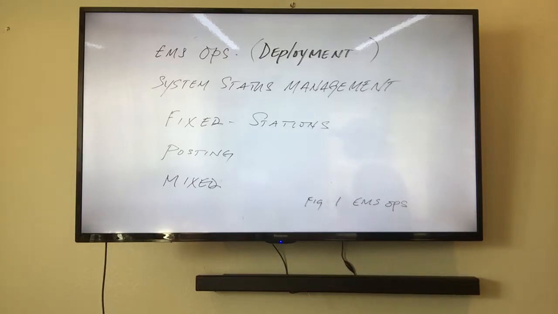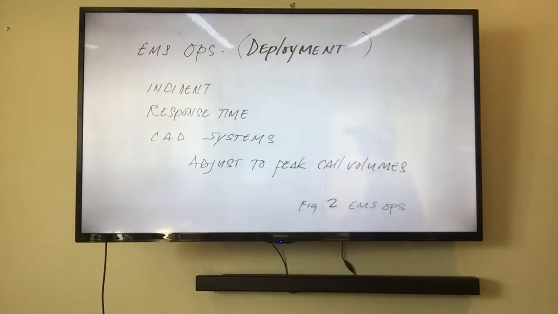Posting is where we remove the fixed station altogether, and we just have these areas where we have roving type units that go from one post to the next, sort of like a taxi service, with the closest unit being posted to the next available emergency and so forth. And again, the last one would be a type of mixed system where we have either fixed stations or posting, and this is all based on responding to the call, supply and demand, the need for more ambulances because of these peak call times.